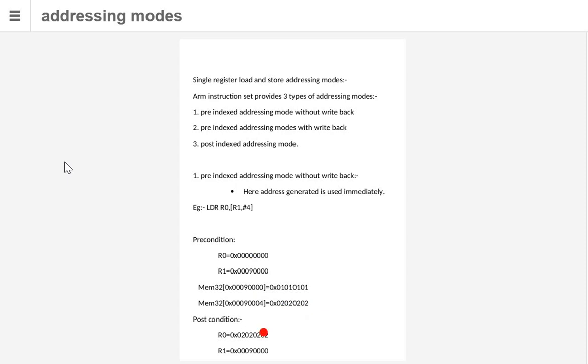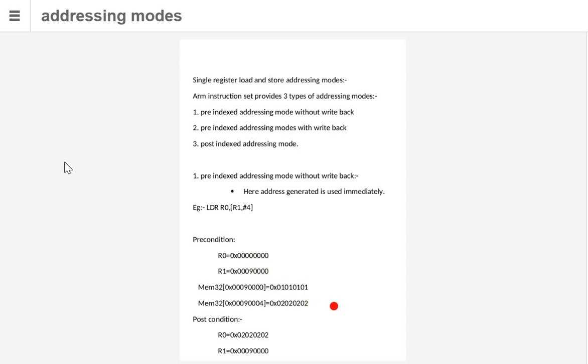For example, I have taken it, and then in the memory address 0x9000, I have put the value 0x01010101. This is a value I have kept in the address location 9000. And again in 9004, I have put some other value, that is 0x02020202. These are the initial values I have set. This is the initial setup I have given.